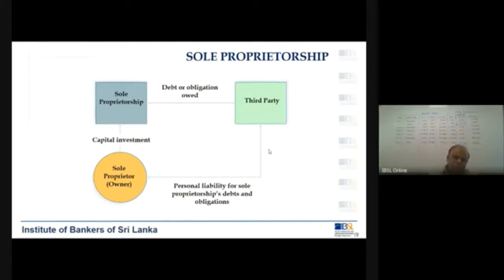But in the case of a sole proprietorship, even though it is an individual business, there is one person running the show. So that person has to be held responsible for all the debts and obligations of the business.